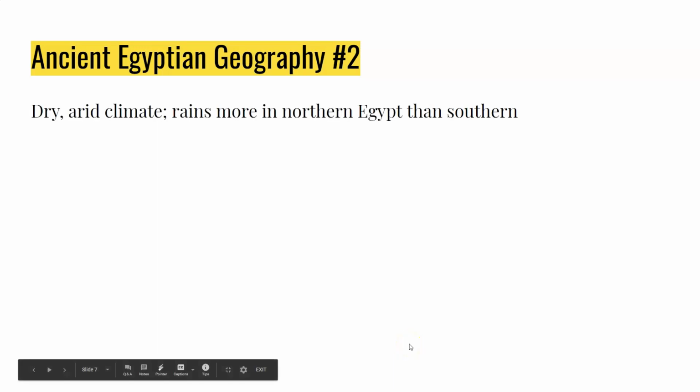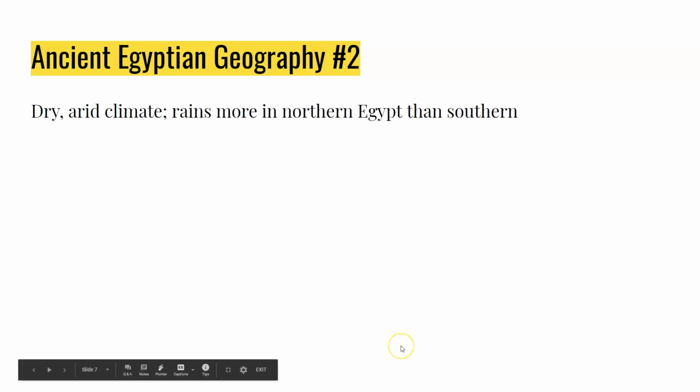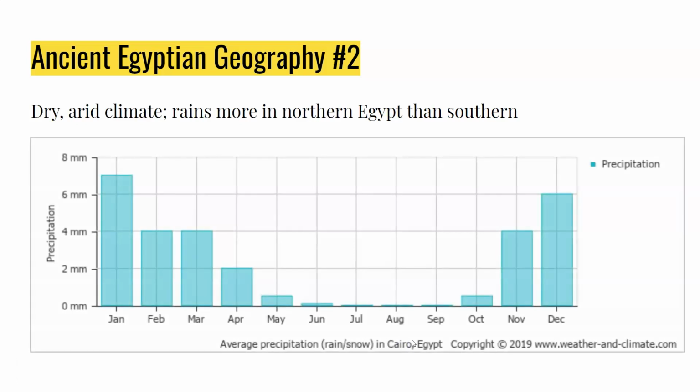Another thing really important to understand is that it's a dry and arid climate, which means it doesn't rain a lot. It rains more in northern Egypt than southern, but that's not saying much. If you look at this image, for example, you see the precipitation, aka rainfall. You're looking at 6 millimeters per month on average at the maximum. There are days in Melbourne where you can get 50 mils in one day. Compare this to Egypt, where the monthly maximum is 7 millimeters in January. It's not a lot of rain. So what does that mean for the ancient Egyptians? They had to depend on other sources of water, namely the Nile, which reinforces how important that river was.